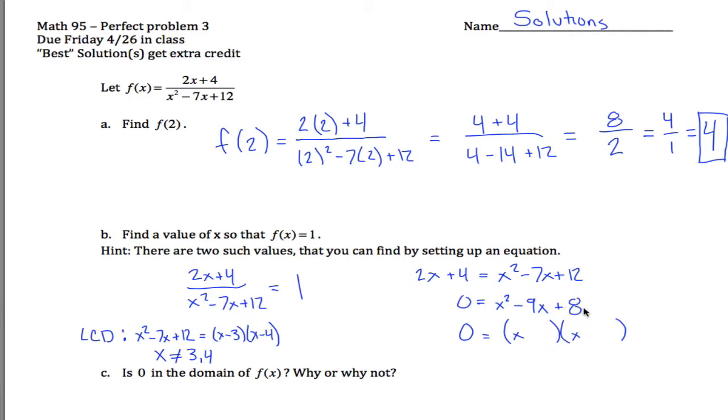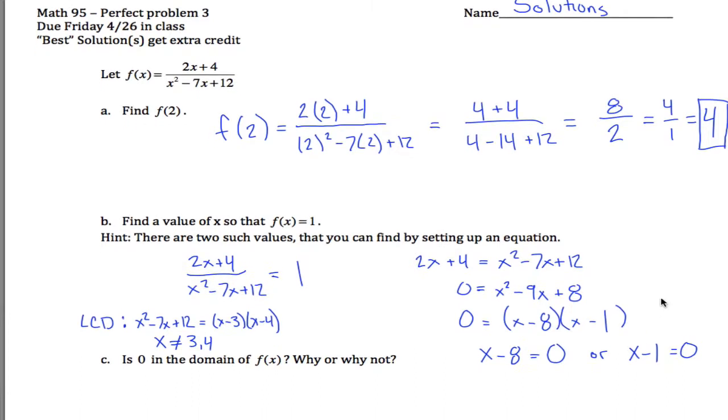And what I need is two numbers that multiply to positive 8 and add to negative 9. There are two such numbers. They're negative 8 and negative 1. Multiply those together, you get positive 8. Add them together, you get negative 9. So what that tells me is that I have something, x minus 8, times something else, x minus 1. And when I multiply those two guys together, I get 0. So either x minus 8 must be 0, or x minus 1 is 0.